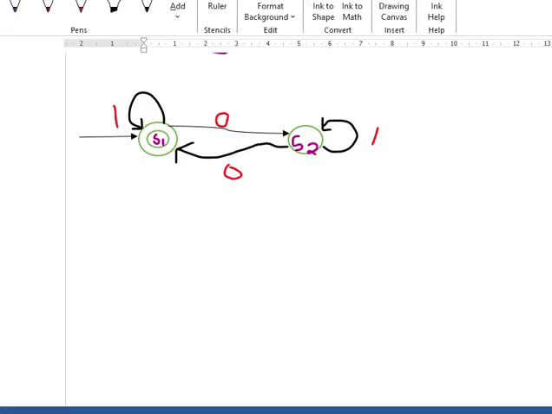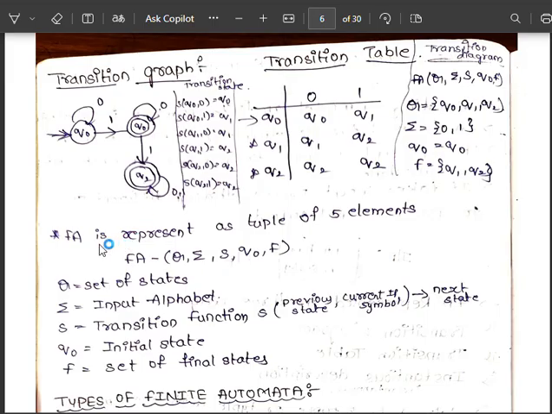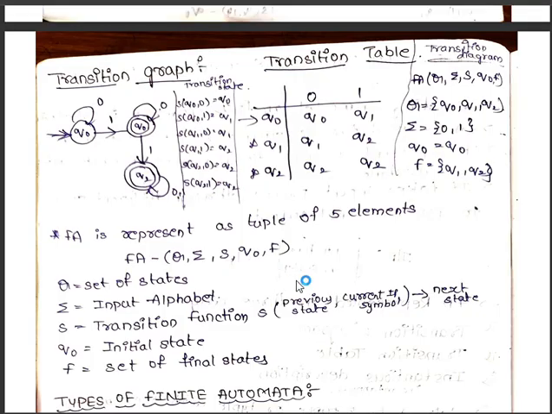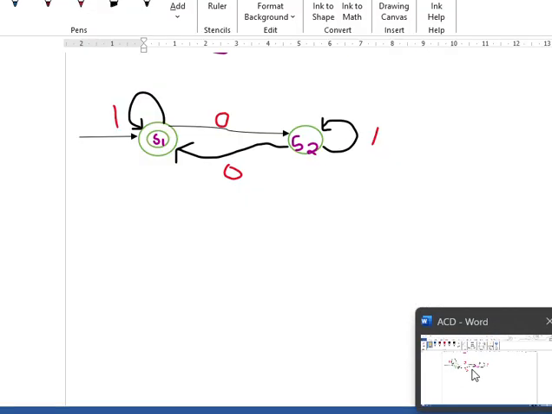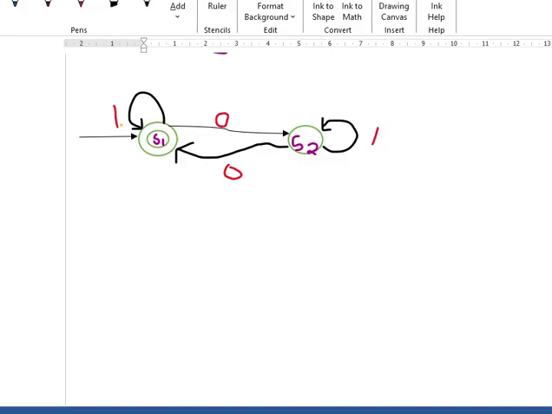See this example very carefully. First understand the diagram. If you understand the diagram, you can make down the steps. Now here we have 2 states. What are the 2 states? S1 and S2. In the formula, the first one is Q. Q is nothing but representing the set of states. So we have two states, which are S1 and S2.